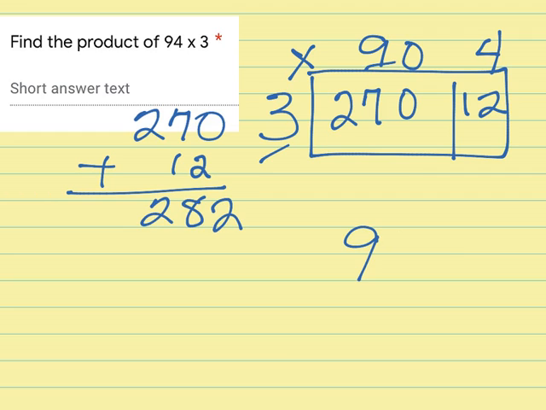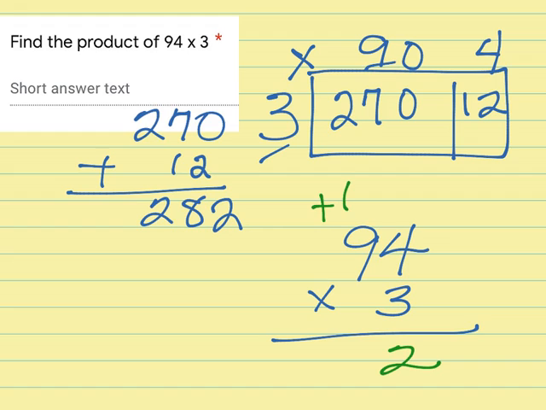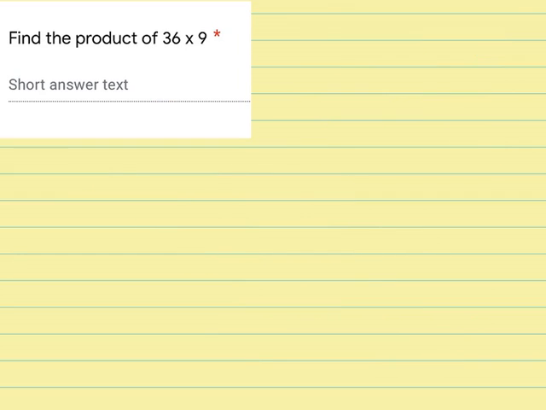I can also use the algorithm to solve if you're comfortable with doing this. 4 times 3 is 12. I'm going to add that 1. 3 times 9 is 27, plus 1 is 28. And they do match, so I must be correct, 282.